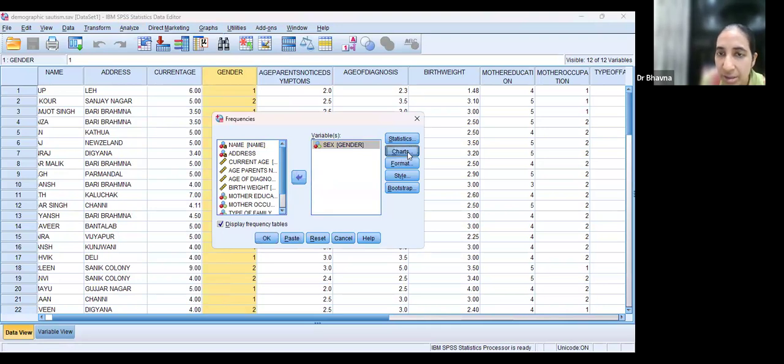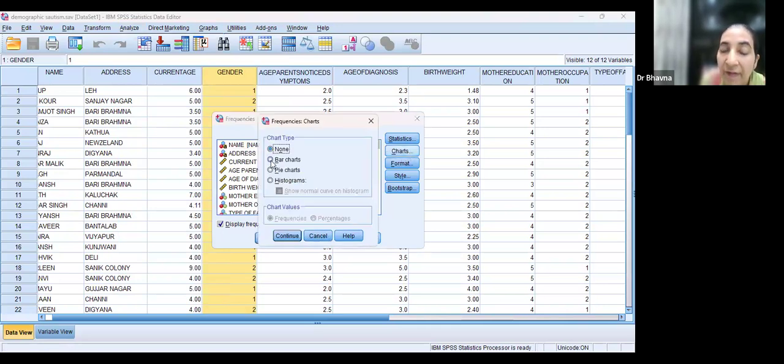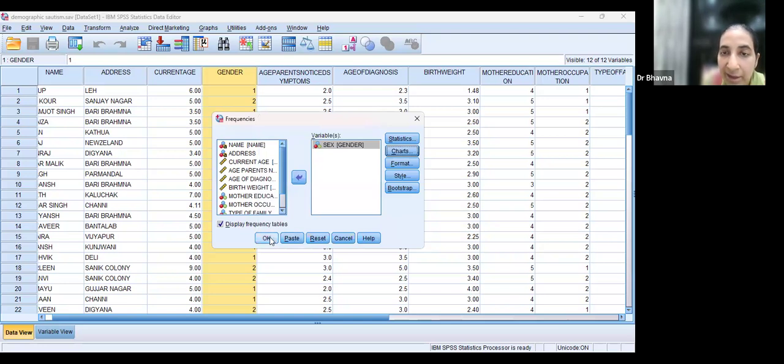Now we go to charts here. See, now we have to know what chart to draw. Can we draw a histogram here? No, we cannot draw a histogram. Why? Because this is a categorical variable. Histograms are meant to be drawn for quantitative variables. So we stick to bar chart or pie chart. We'll first click on bar chart. What do I want to see? I want to see the frequency of males and females, or the percentage of males and females. I'll stick to frequencies for once. We'll continue. Okay, and click on OK.